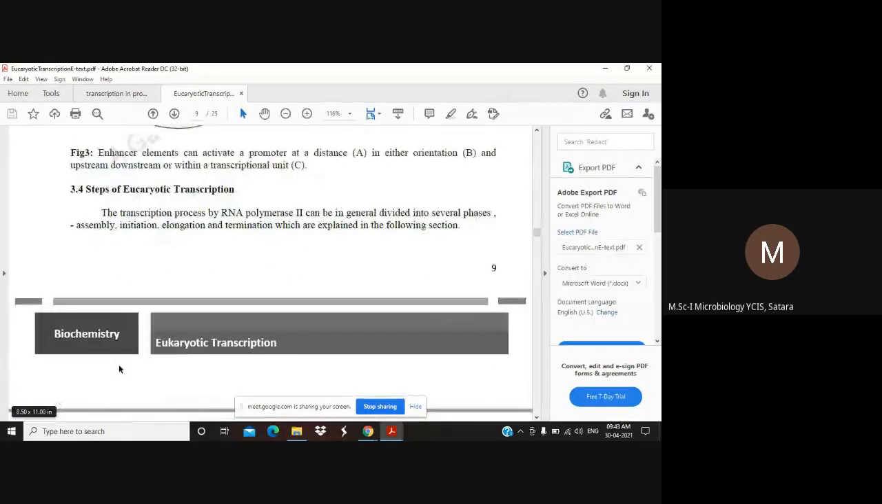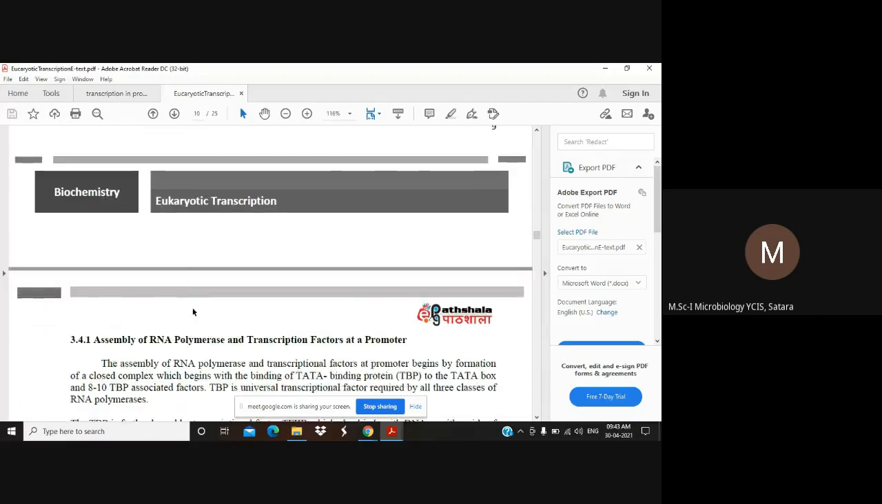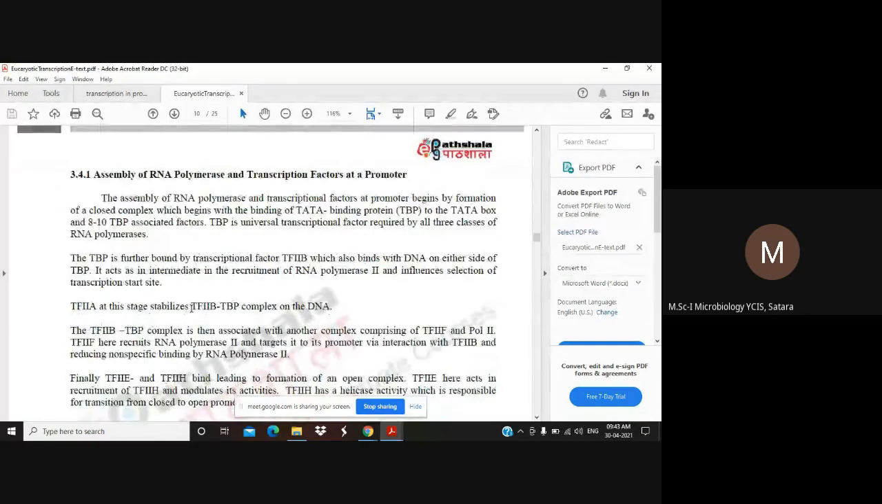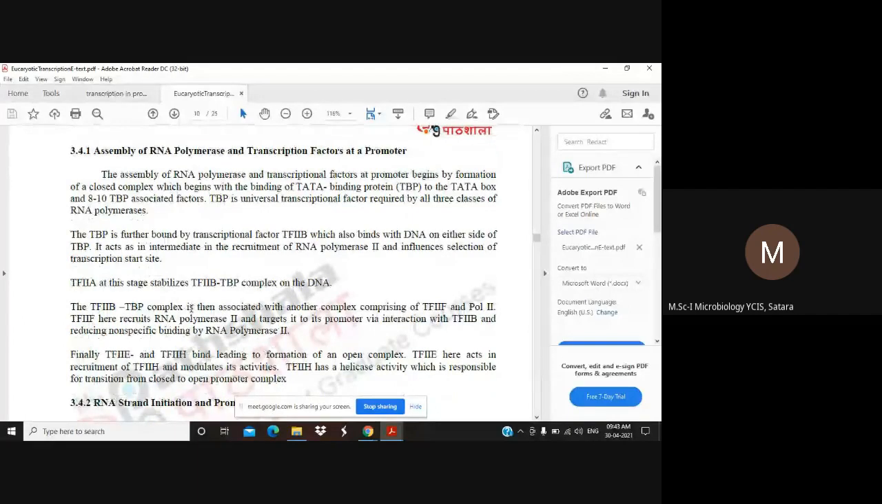So what are the steps involved in eukaryotic transcription? Yesterday we studied the assembly of the RNA polymerase and transcription factors at the promoter region. Assembly of the RNA polymerase and these factors initially forms the closed complex.